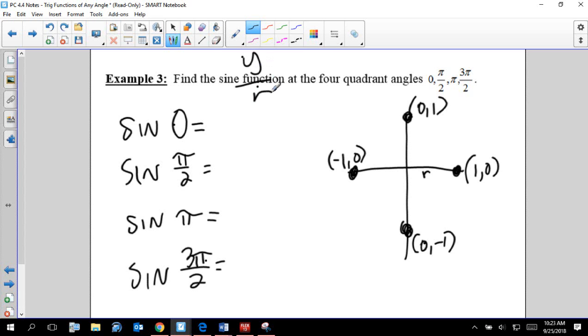What is y in the first angle? 0. What is y in pi over 2? 1. What is y in pi? 0. And then, see, that is so easy. Don't make the mistake of just writing your ordered pair wrong. Okay.